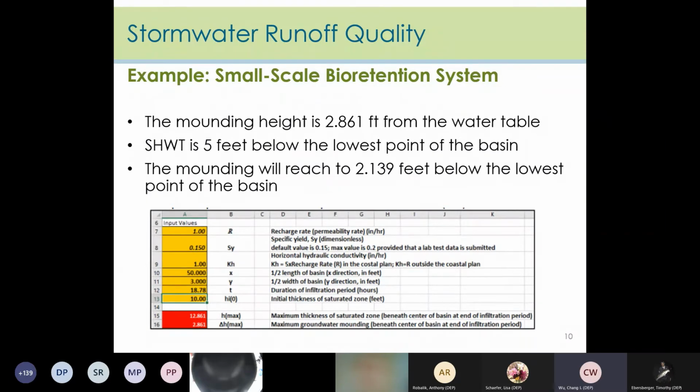But you may want to also check whether nearby structures or underground structures will be affected by the mounding curve. So you have to check the curve and the range of the mounding.